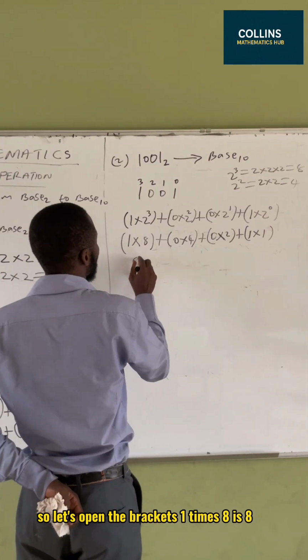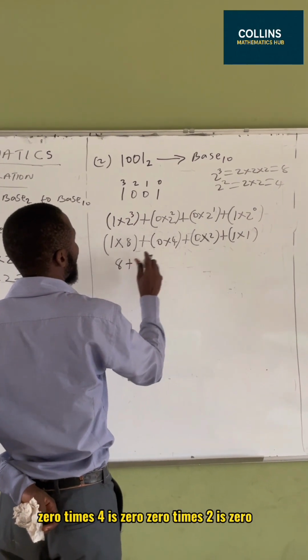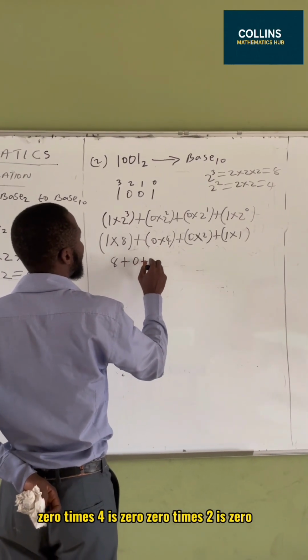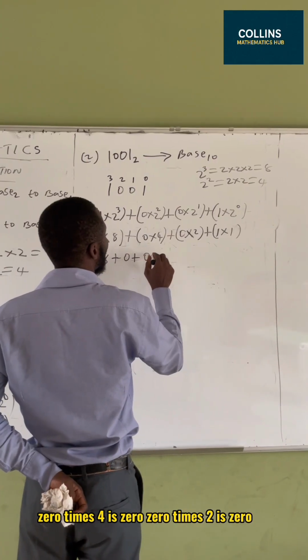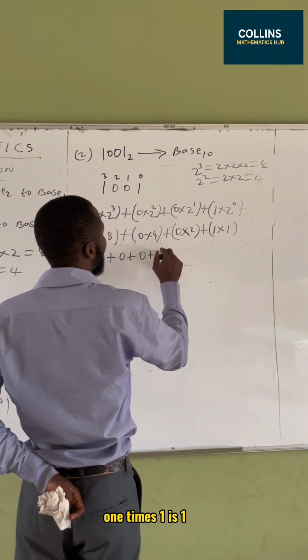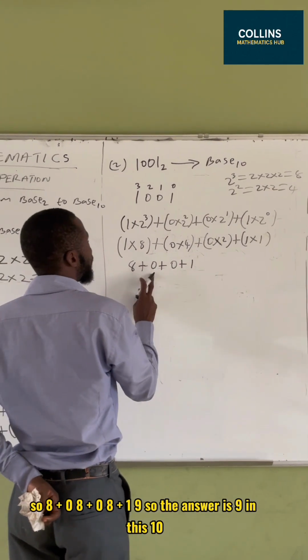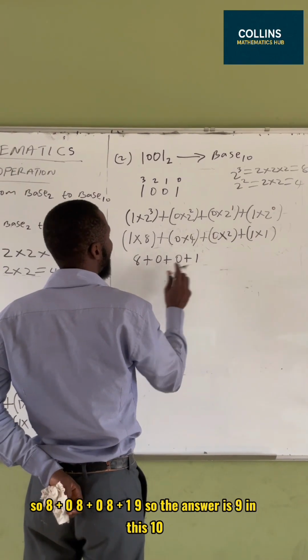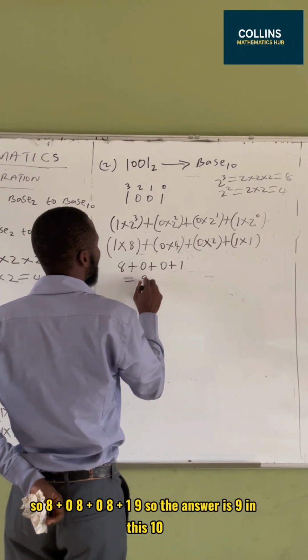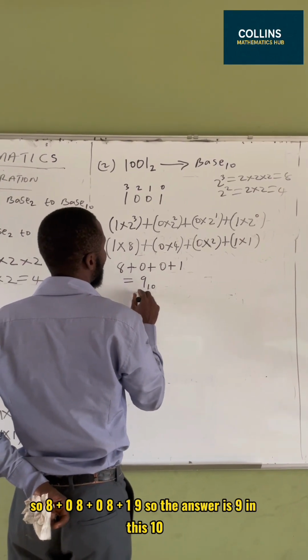So let's open the bracket. 1 times 8 is 8. 0 times 4 is 0. 0 times 2 is 0. 1 times 1 is 1. So 8 plus 0 is 8 plus 0 is 8 plus 1 is 9. So the answer is 9 in base 10.